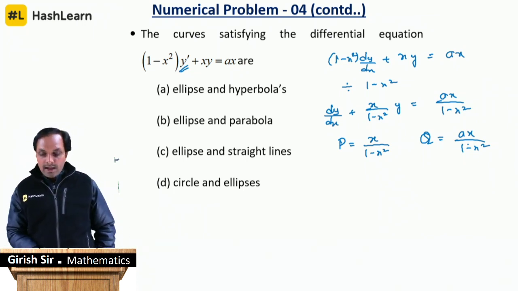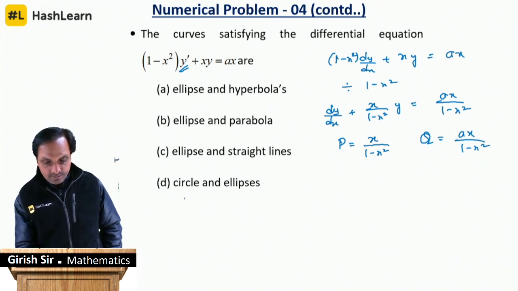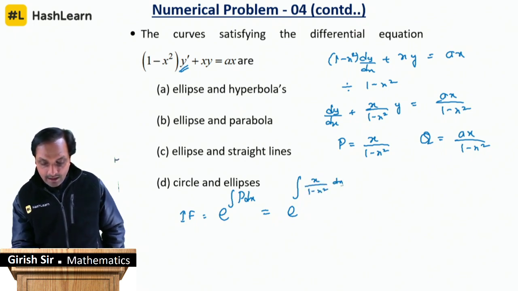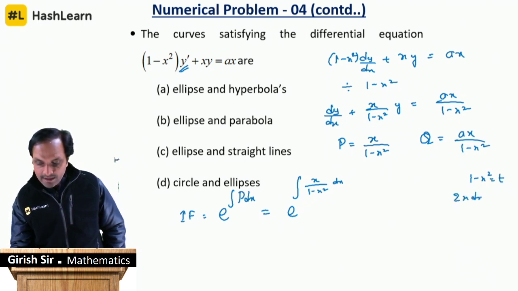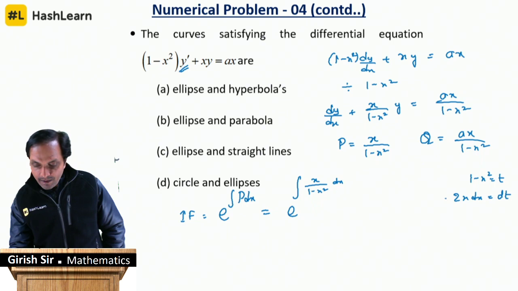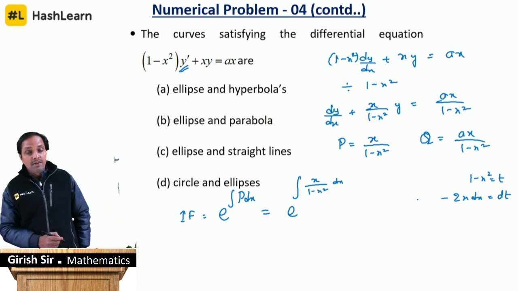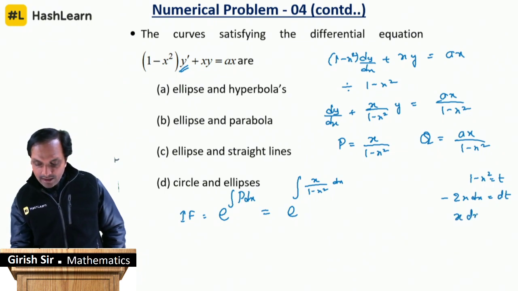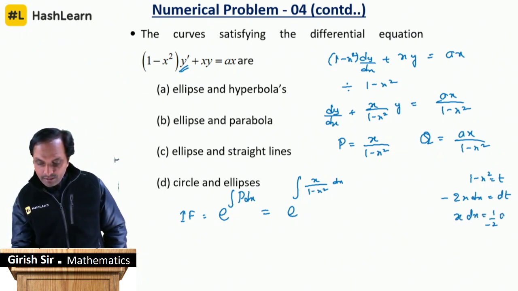Let us come to the integrating factor, which is e to the power integral p into dx. So e to the power integral, what is p? You know that p is x divided by 1 minus x square. Put 1 minus x square is equal to t, so minus 2x dx is equal to dt, because differentiation of x square is 2x and outside there is a minus sign. So x dx becomes minus 1 by 2 dt.